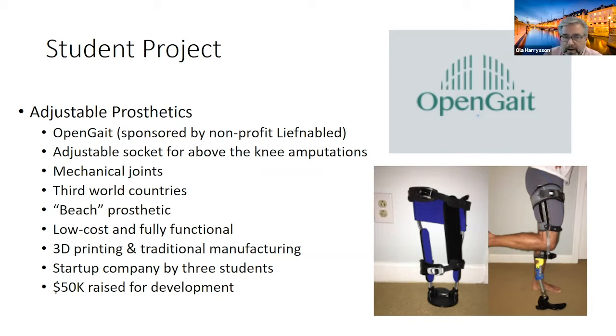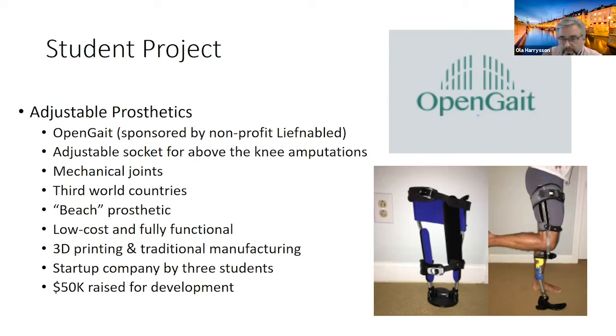So one of the people behind Life Enable had this idea of what if we could make an adjustable prosthetic, and that way they don't need to go down there and fit them, the patients will be able to fit them themselves. But it had to be a low-cost version, but it still needed to be fully functional. So this group that eventually named their company OpenGate started working on an adjustable socket for above-the-knee amputations. And in developing countries, it's very common that they always do above-the-knee amputation, regardless of whether it is just a foot. And it's just to prevent having to go back and do more amputations later.